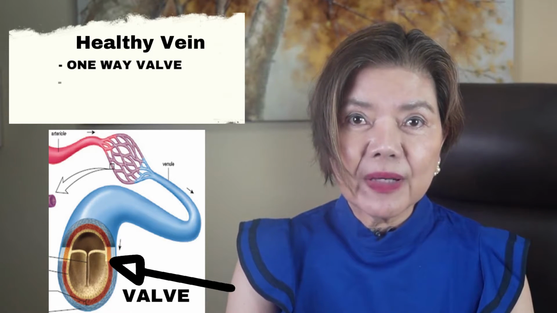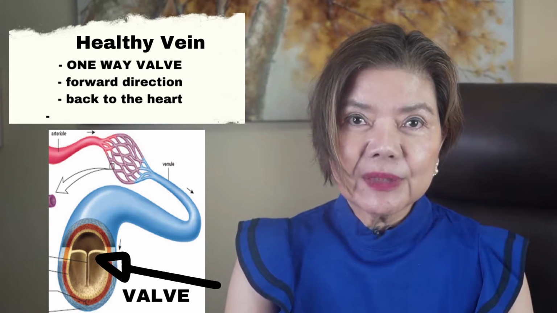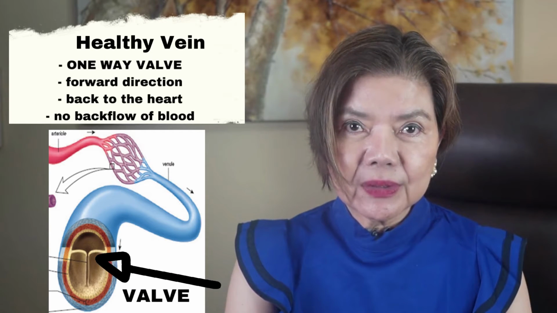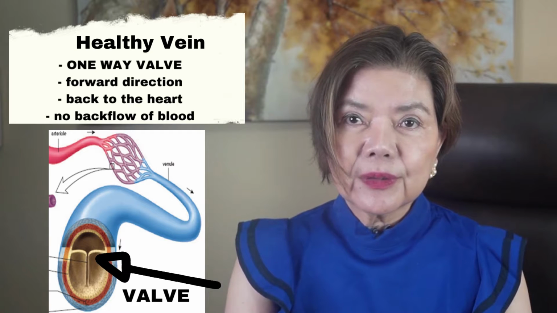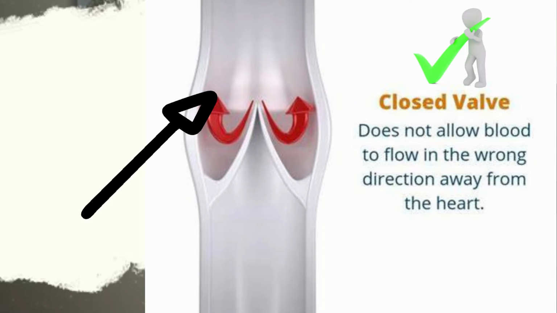This oxygen-rich blood circulates throughout the body to nourish the cells and keep the body alive. When oxygen is depleted, what is a healthy vein? A healthy vein has a one-way valve or one-way door that ensures blood coming from different parts of the body to travel in a forward direction back to the heart for oxygenation purposes. This one-way valve will prevent backflow of the blood.